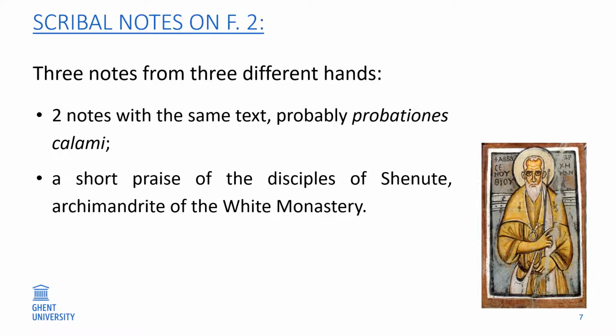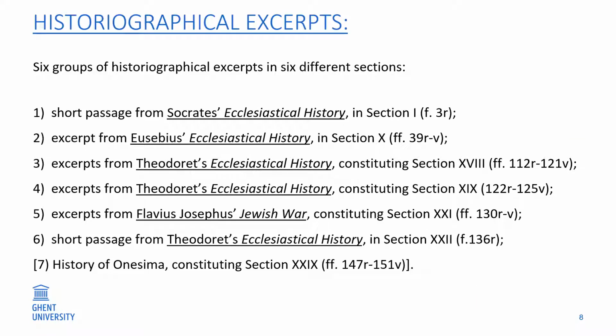As I said, the manuscript has 29 sections, and 6 of these sections contain historiographical excerpts. We have an excerpt in section 1 from Socrates, in section 10 from Eusebius, and then sections 18 and 19 are entirely made from excerpts from Theodoret, and section 21 is entirely made of excerpts from Flavius Josephus, and finally section 22. I have put here also in brackets the history of Onesima, that is the last section of the catalog, but I will not talk about it today.